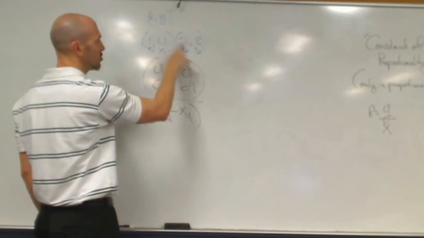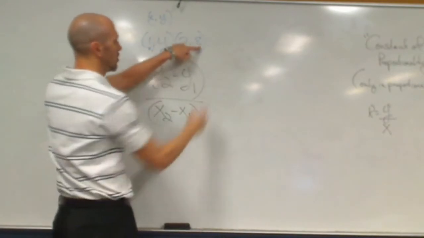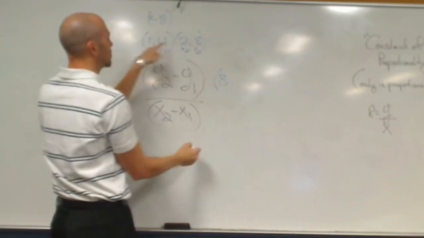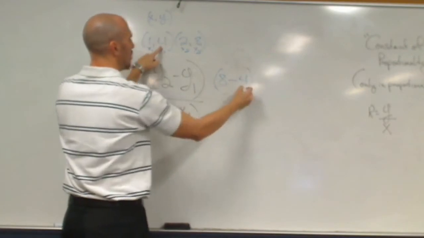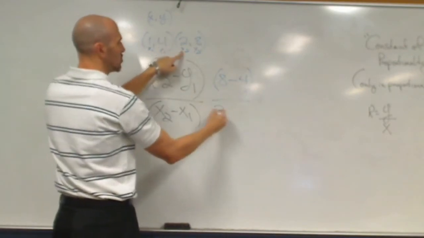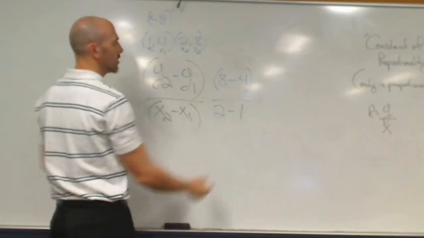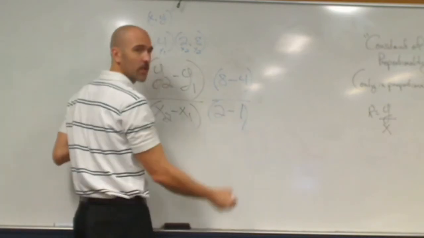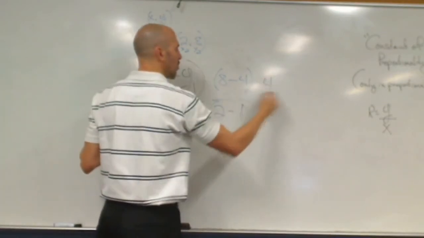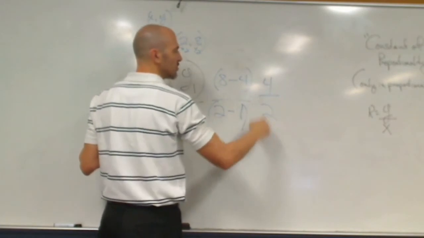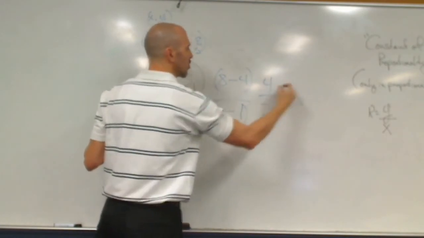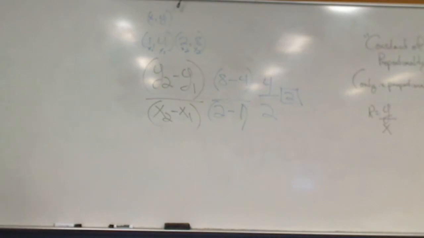So 8 minus 4, 2 minus 1. y2, 8 minus y1 over x2, 2 minus x1, 1. So once you work it out, you're going to end up with 8 minus 4 is 4, over 2 minus 1 is 2, and 2 goes into 4 2 times, so your slope is 2. And that's how you find slope.